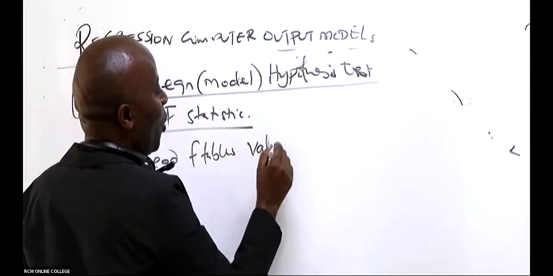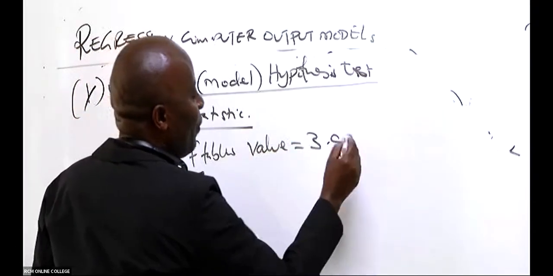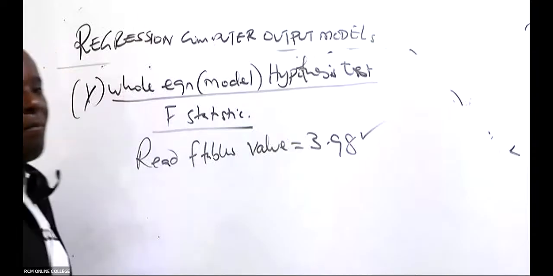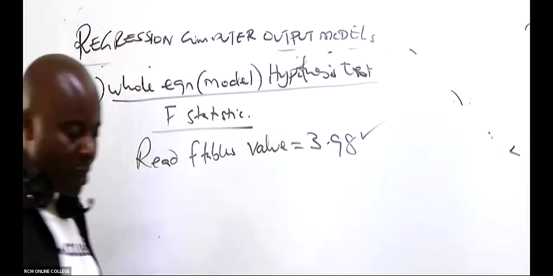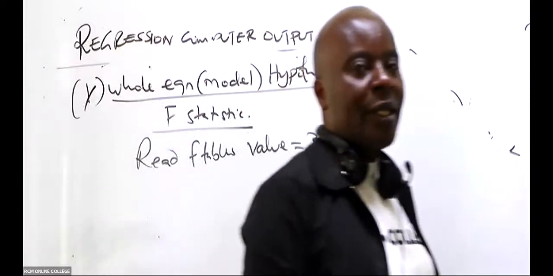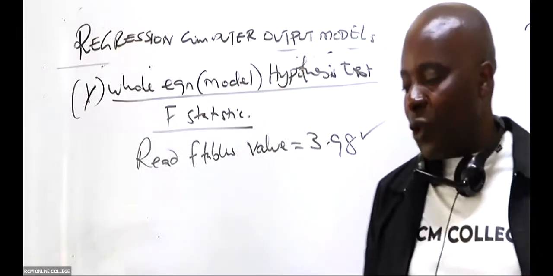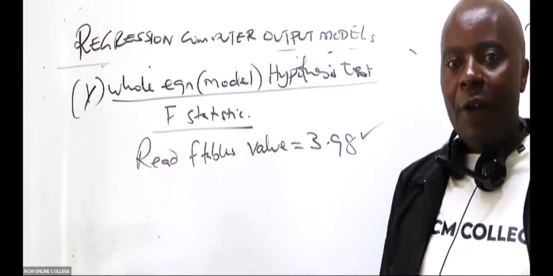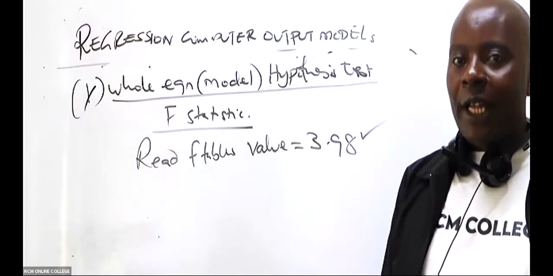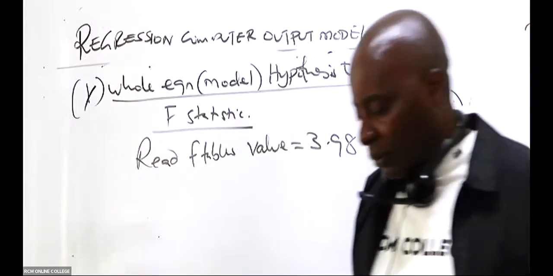Where are you reading it from? You will always be given this. It's a free mark. This will always be given. So because we are doing it for just one model, from there we go to the F ratio now.